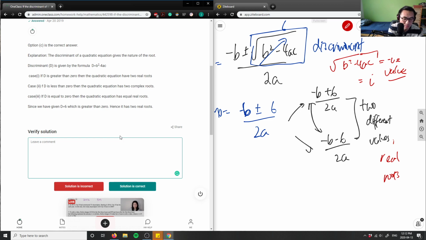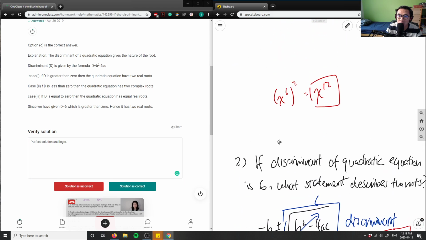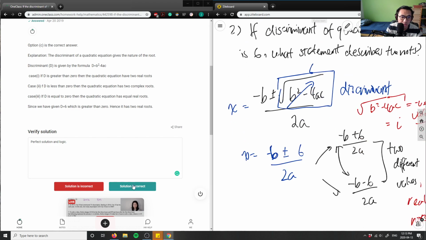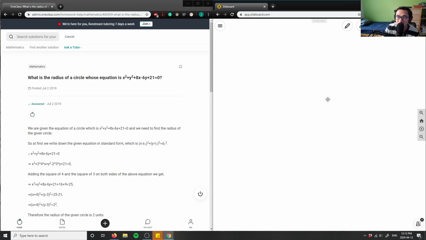So I like this solution. This is a perfect solution, and the logic here is right. So this is question 2, and the solution is correct. Nice. So this is a new question now. This is question 3.